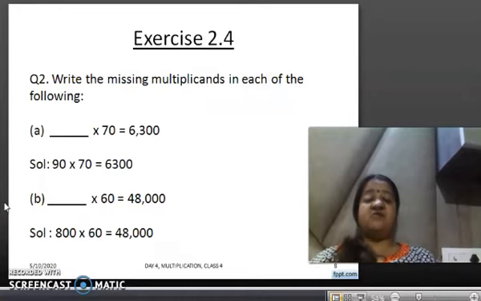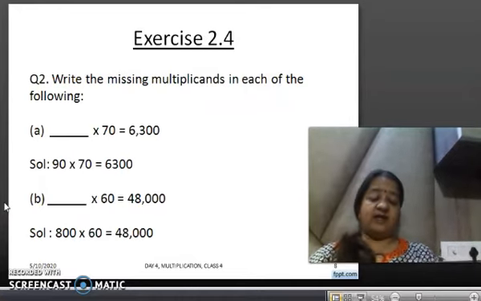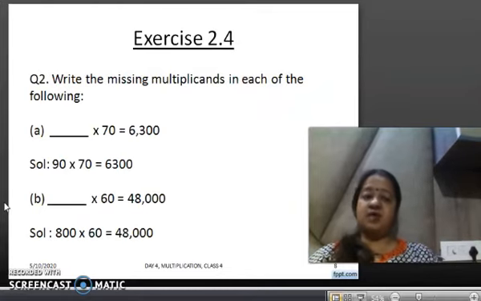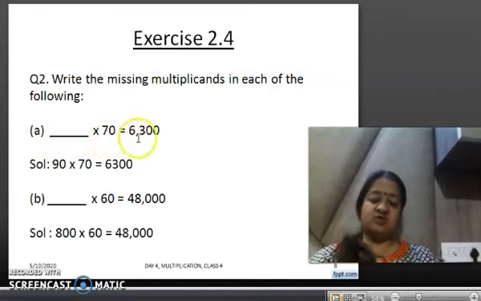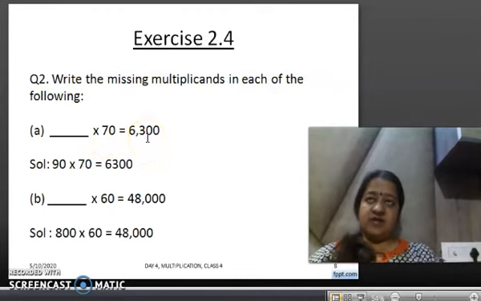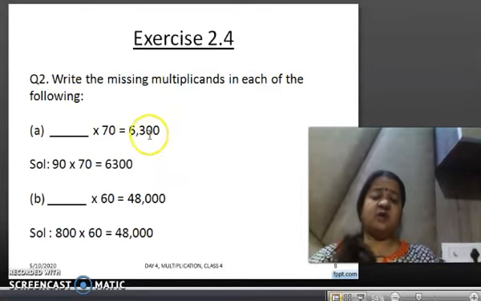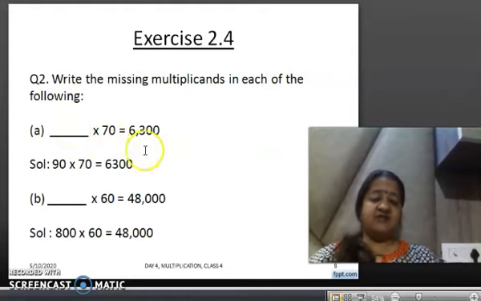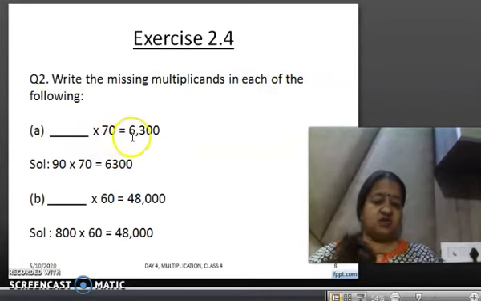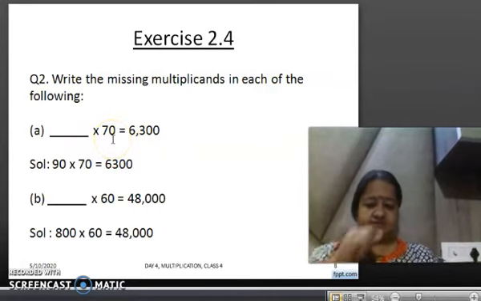Next, children, we have to write the missing multiplicands in each of the following. Those who have books can do it in the books. Those who do not have the books will do it in the notebooks. Now the first part, dash multiplied by 70 is equal to 6300. Children, as you know that this is the product. If I divide the product by the multiplier, I get the multiplicand. And if I divide the product by the multiplicand, I get the multiplier. Do remember.